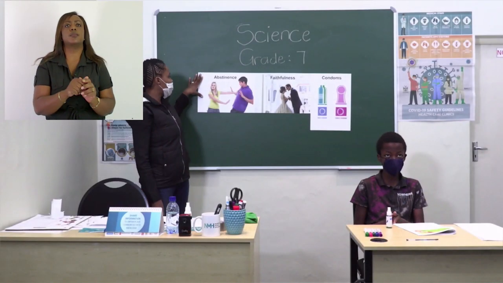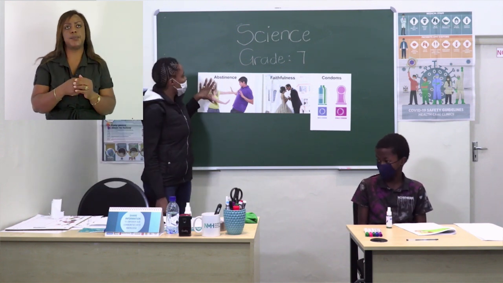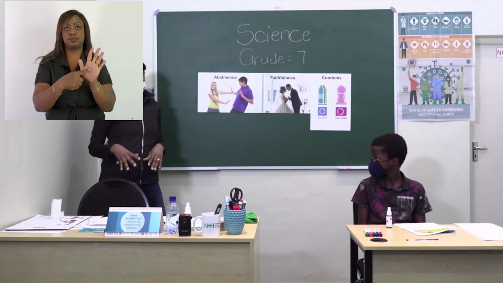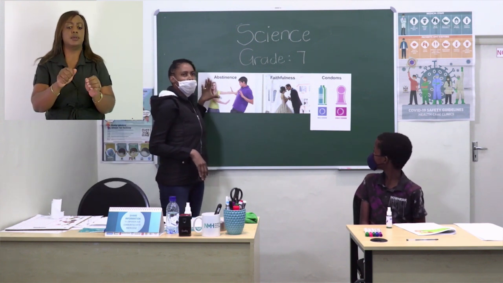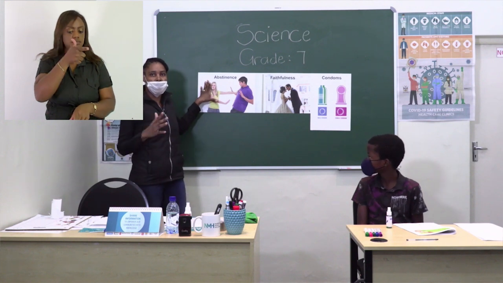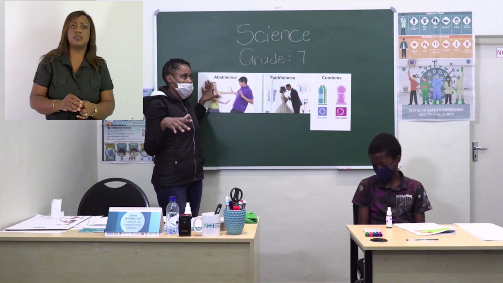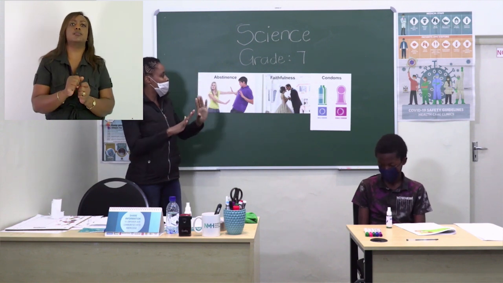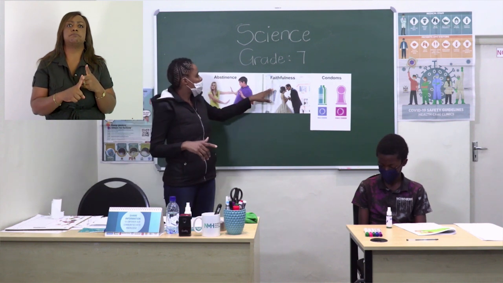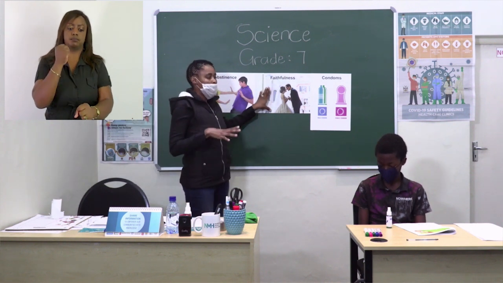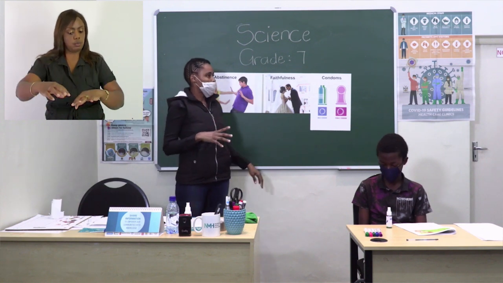As you can see on the chalkboard, we have different pictures of different methods of maintaining sexual health. The first one is abstinence. To abstain basically means to say no to sex. To all the sexual activities, you should totally abstain, you should totally say no. And then we move to the next one, which is faithfulness. You must be faithful to one trustable partner.